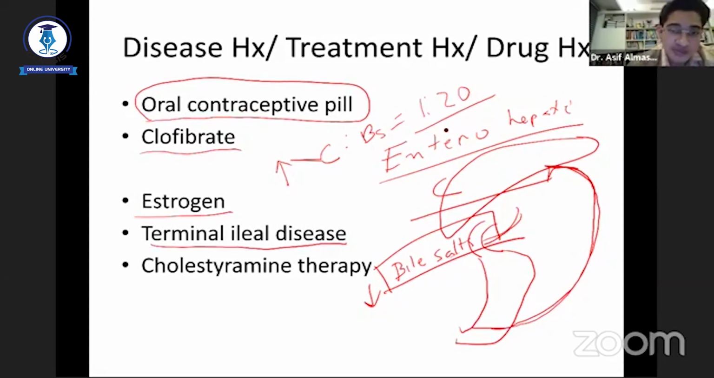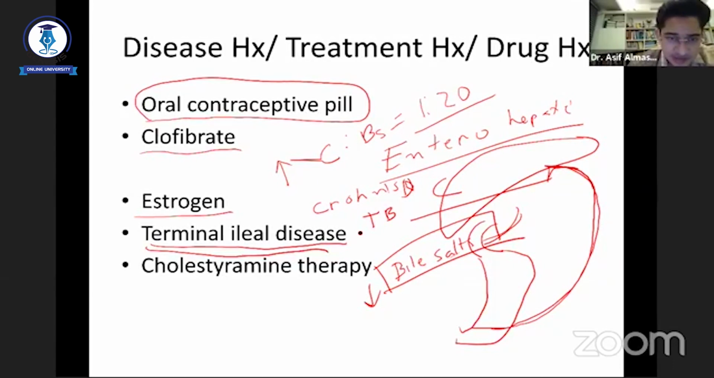So the bile salts keep the cholesterol in solution. If there is a decrease in the amount of bile salts due to terminal ileum disease, when can there be a terminal ileal disease? For example, you have resected the terminal ileum for some disease, for example Crohn's disease, a disease which involves the terminal ileum. Intestinal tuberculosis also usually involves the terminal ileum.